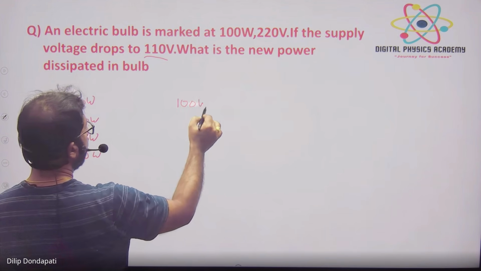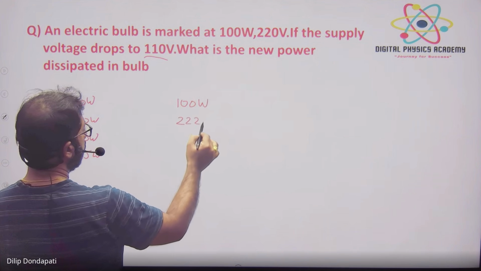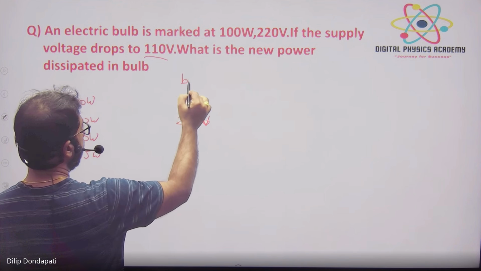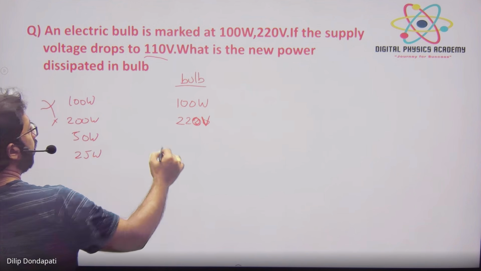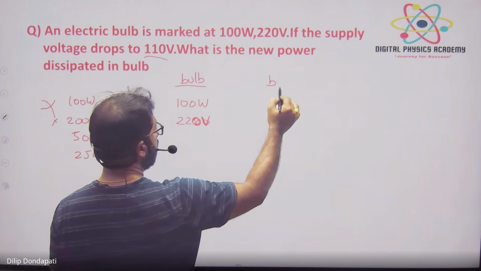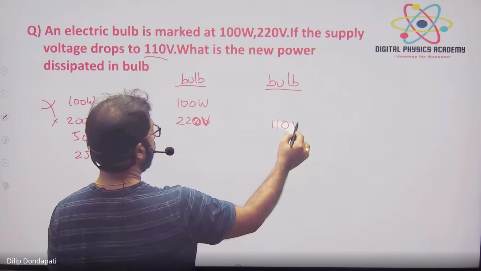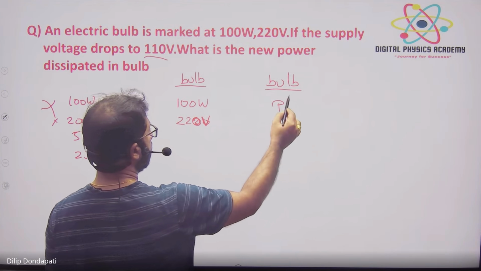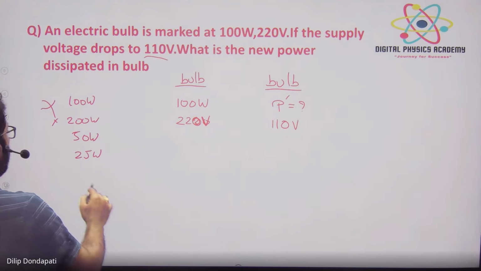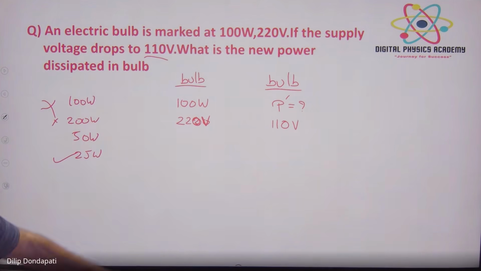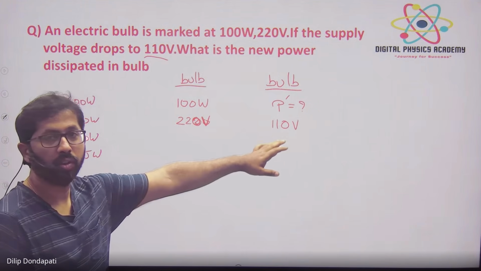Initially 100 watts, 220 volts bulb. What is the power of the same bulb at 110 volts? Yeah, 25. P dash is how much? 25 is the answer. Because from here to here, what is constant?